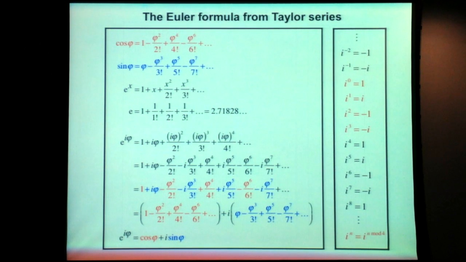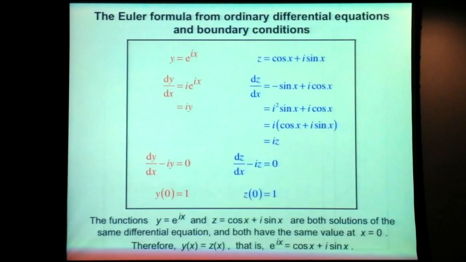Okay, so now we can talk about getting the Euler formula from the Taylor series. We have a series expansion for the cosine, a series expansion for the sine. We have a series expansion for e to the x, which gives us the value of e. And we have a series expansion for e to the i phi, which is this sum of even and odd terms. So here we have the cosine function, here the sine function, here we have the Euler formula. So that is another way to get the Euler formula.